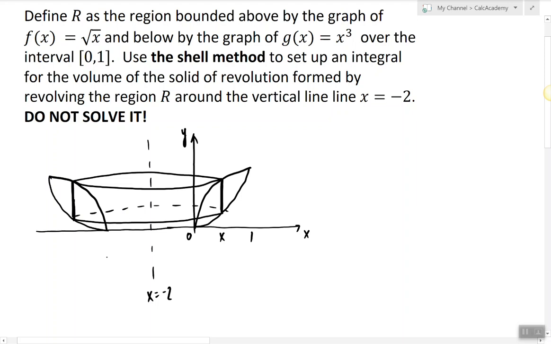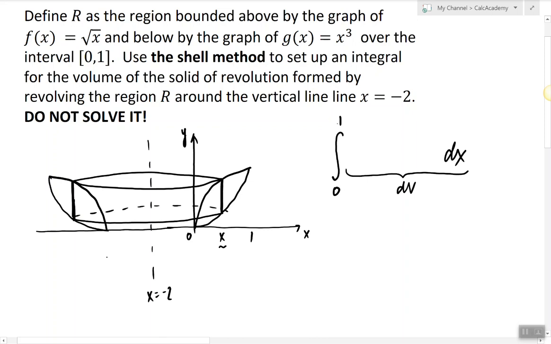And now the shell method basically says set up an integral with respect to x, and what we're going to integrate here is the volume of one shell, which is defined by some arbitrary value x, and the limits of integration here will be the smallest value of x and the largest value of x. So the limits of integration are from 0 to 1.